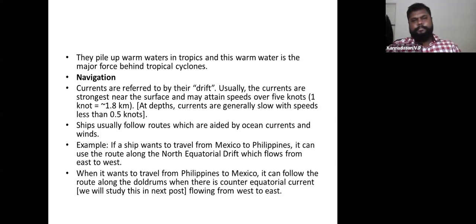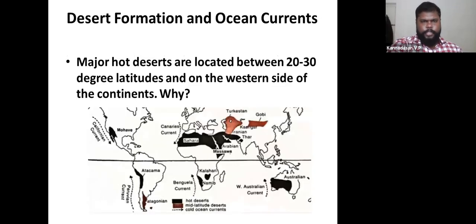And navigation. Ocean current helps in navigation. The speed of the ocean current helps in the navigation process. Navigation becomes easy when the water is fast. The current is usually known as drift. When the drift is fast, it aids the movement of ships. So navigation becomes easy with the warm current. This is one more significance of the ocean current.